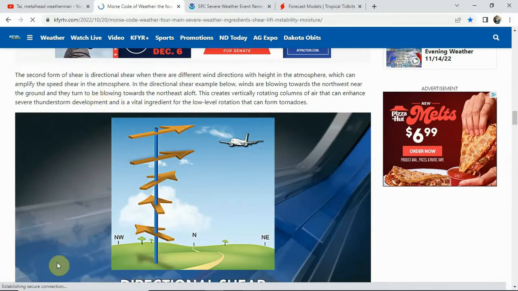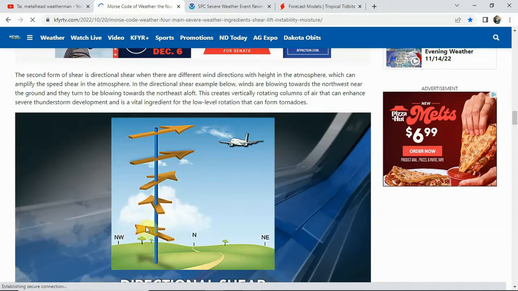So basically it's pretty self-explanatory. Directional shear is basically turning of the winds with height at different levels, and directional, of course, basically translates to the wind moving in different directions. You can look at these little arrows here.